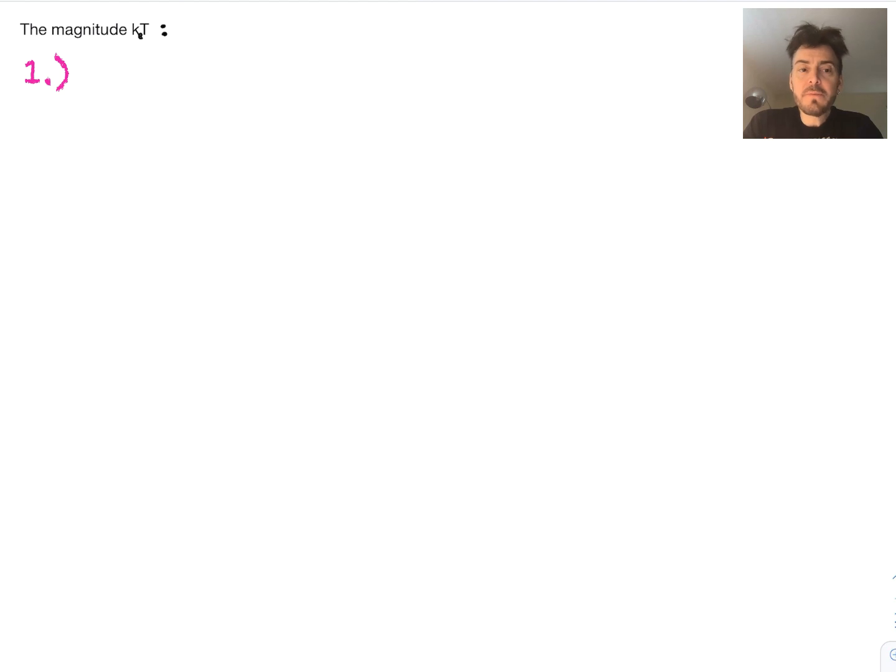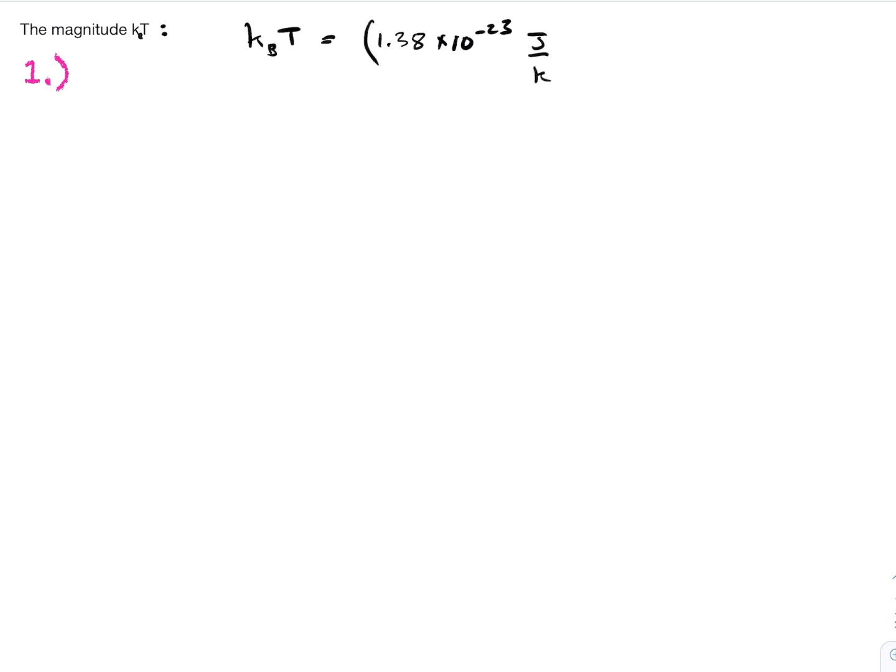Okay, well, let's start by finding an estimate for the magnitude of kT. Writing Boltzmann's constant in SI units and multiplying by room temperature, 300 Kelvin. We could also take biological temperature, about 310. We get about 4.1 times 10 to the minus 21 joules.